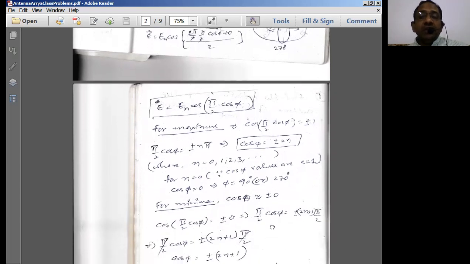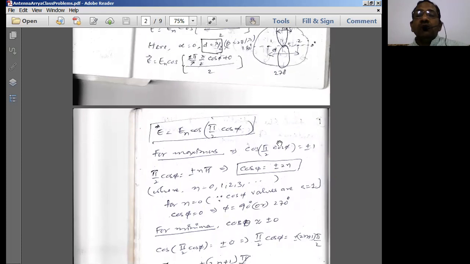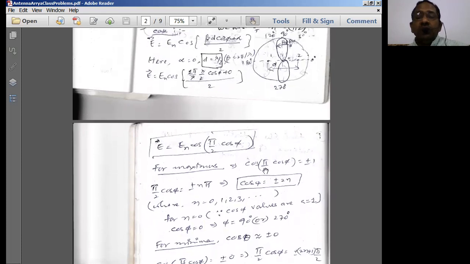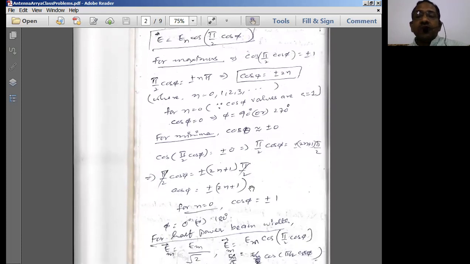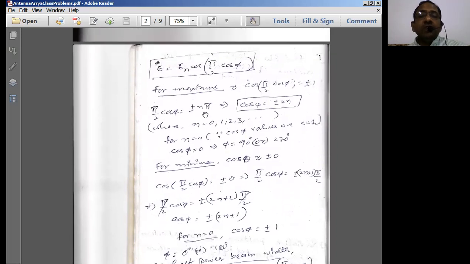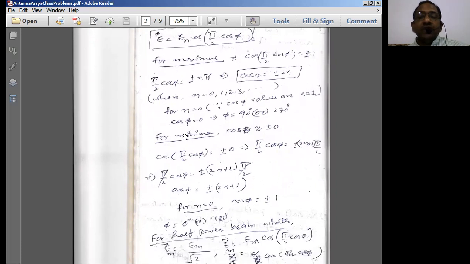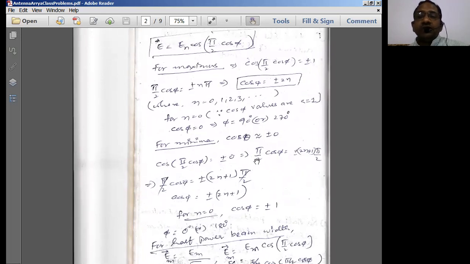Let us look into the minimas now. Minimas means minimum value, where we are going to have the minimum value. Minimum means 0 for us. So this cos component should be approximated to 0. That's called the minimum value for us. So cos of (pi by 2 cos phi) is equal to plus or minus 0, we have to consider. For this, cos inverse of plus or minus 0 is plus or minus (2n plus 1) pi by 2. Once we get this, pi by 2 will get cancelled, and cos phi is equal to this form.